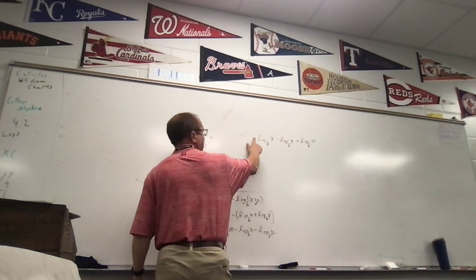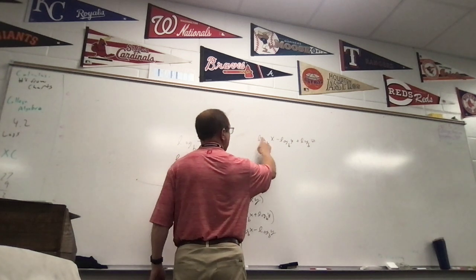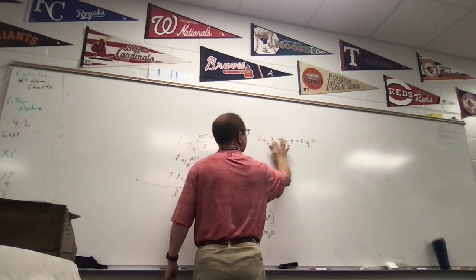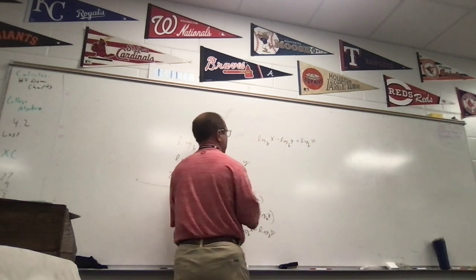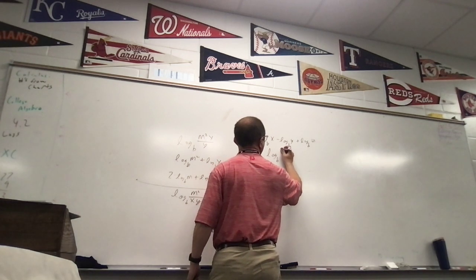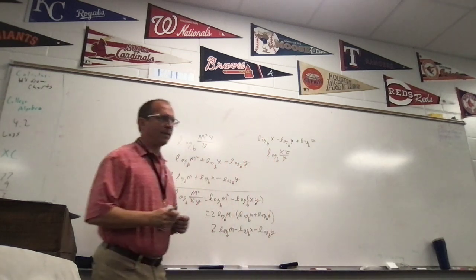There is no sign out here, so it's assumed to be positive. So x is associated with a positive, z is associated with a positive. So these two right here are going to go in the numerator, and that's going to go into the denominator. So this is going to condense to become the log base b of xz over y.